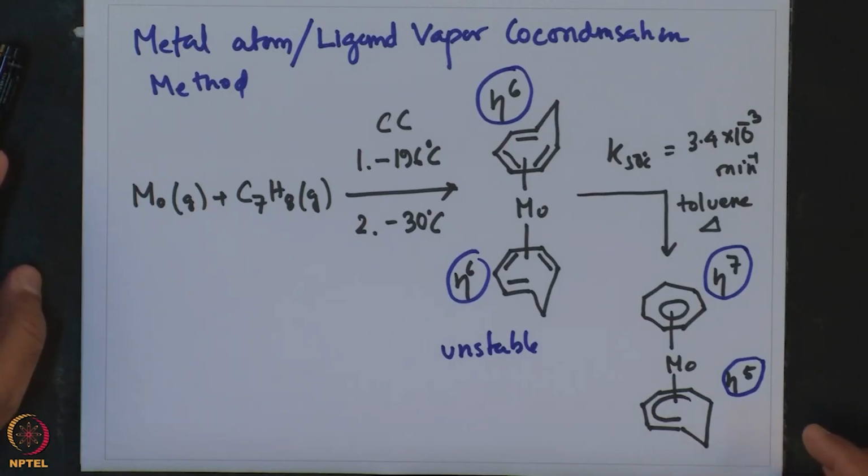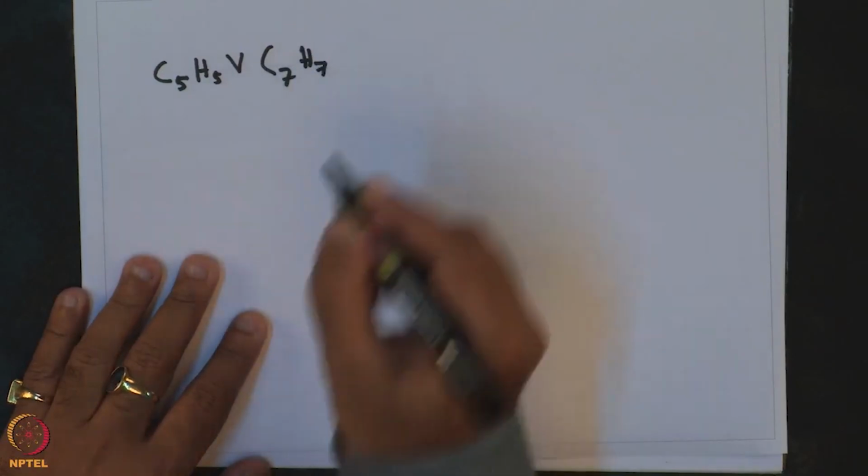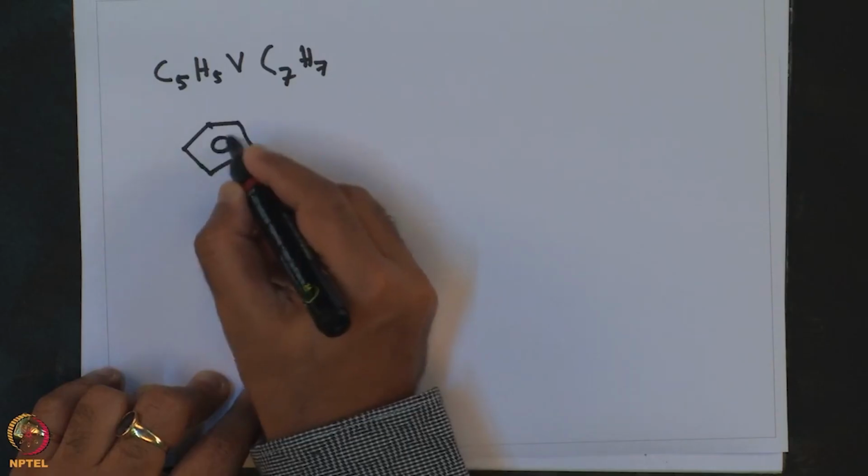Now, with this we come to the end of the discussion on various synthetic methods that are available for preparing these C7H7 based transition metal complexes, and we are going to be discussing the structure of these complexes. For example, for this particular compound, which is C5H5 vanadium C7H7, the structure is as shown over here.